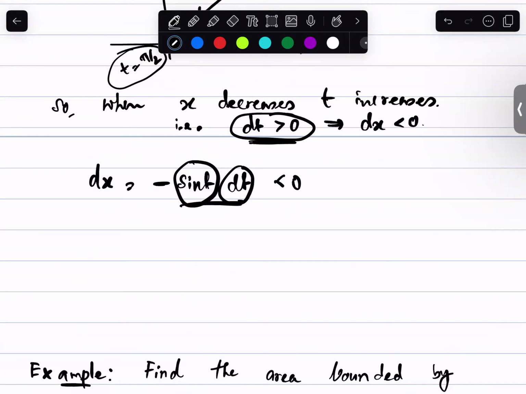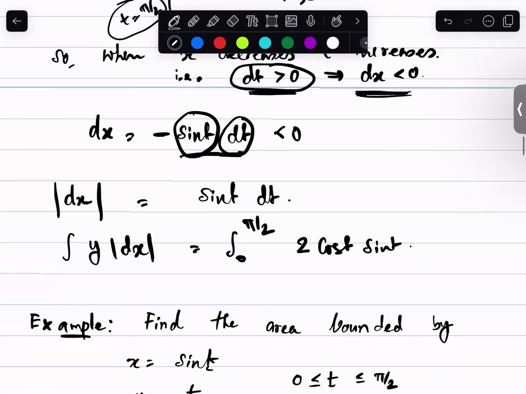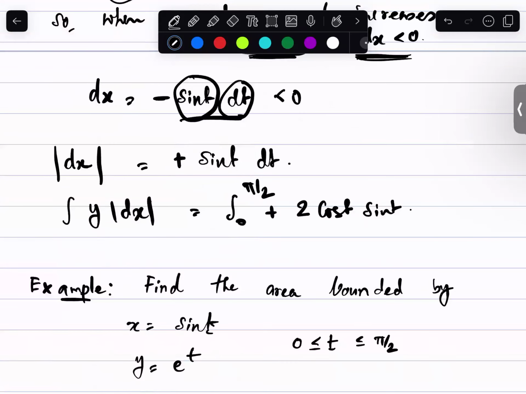Because dt is bigger than 0, to get the positive area, I have to make sure that dx is also increasing. So I have to take the modulus of dx, and then I'll get sine t dt without the negative sign. And then if I take y modulus dx, I'll get the integral from 0 to pi over 2 of 2 cosine t sine t, just as in the previous process, just that this time the negative will be missing because it has become positive now, as I have chosen modulus of dx instead of only dx. So this integration will be positive 1.